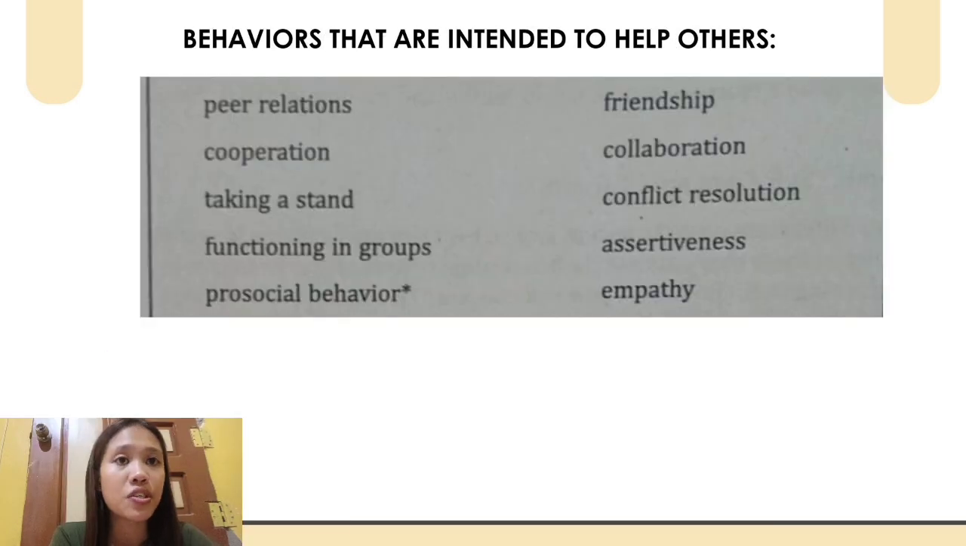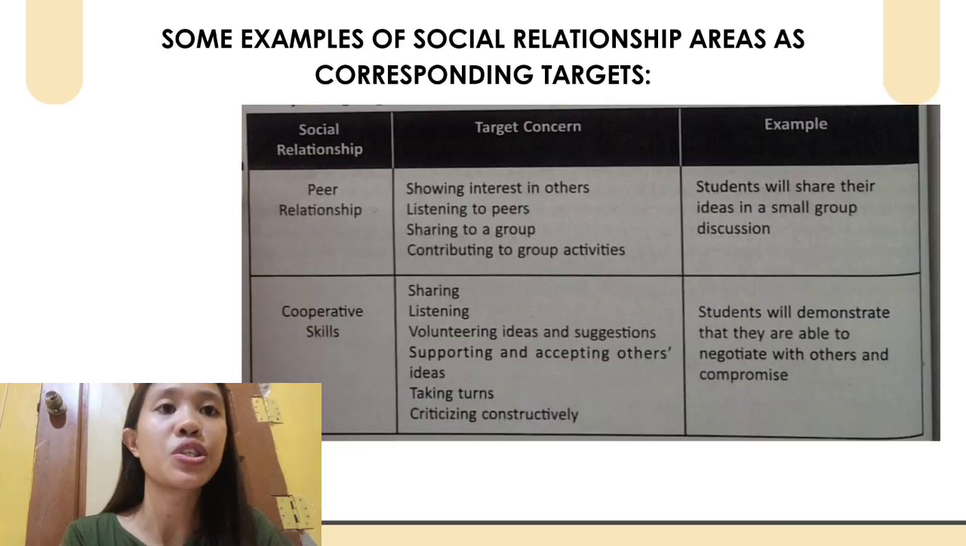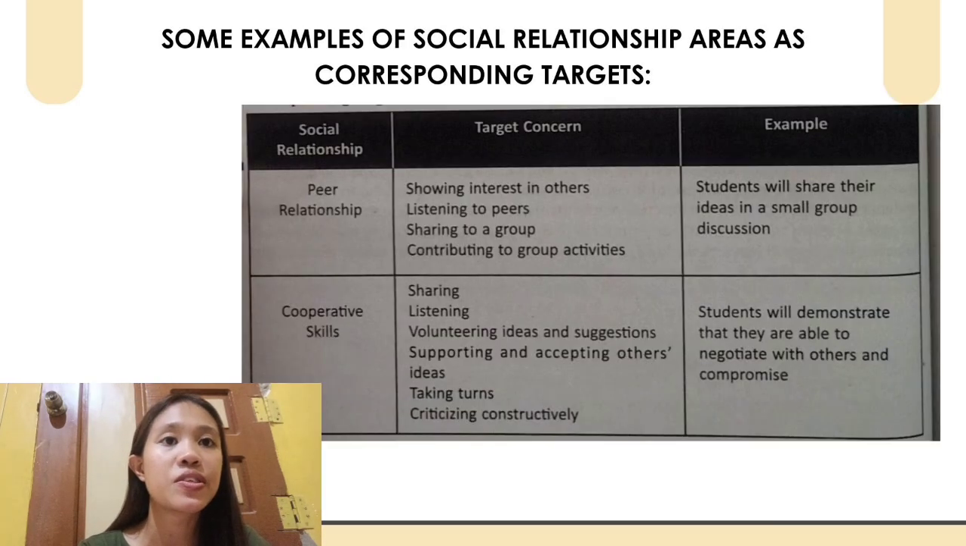So we define social relationships as the behaviors that are intended to help others. Here are some examples of social relationship areas and corresponding targets.